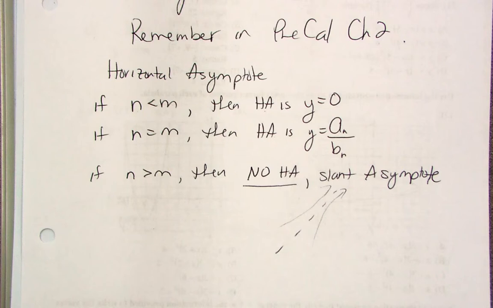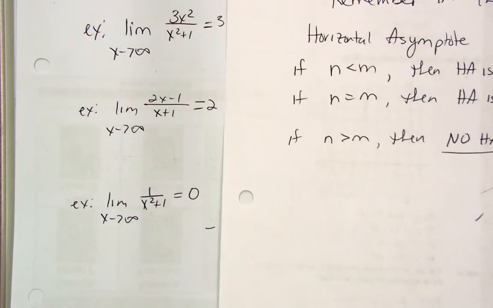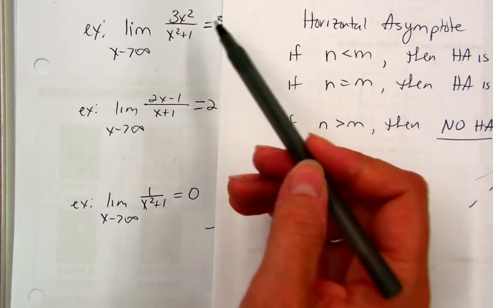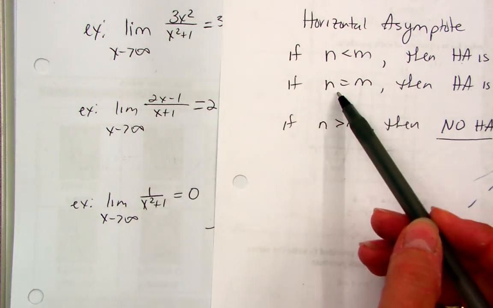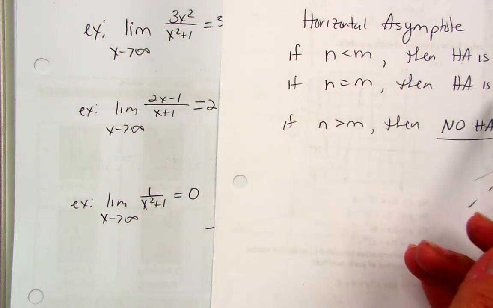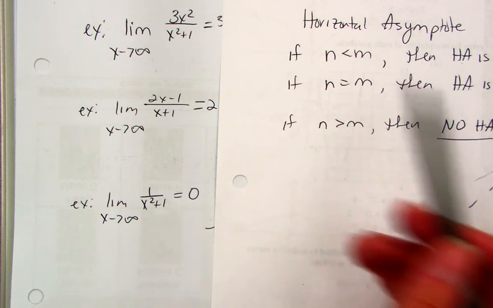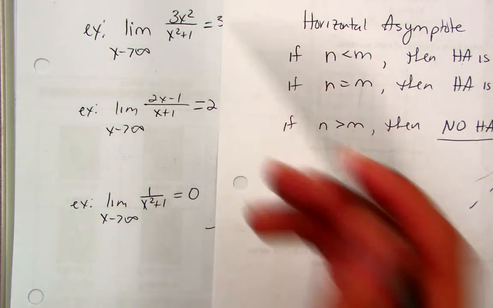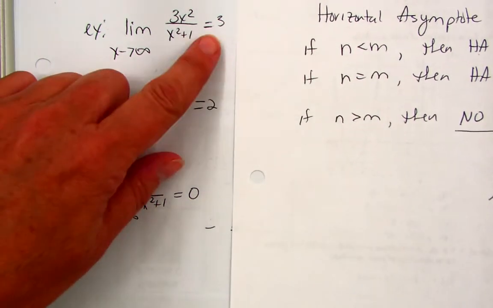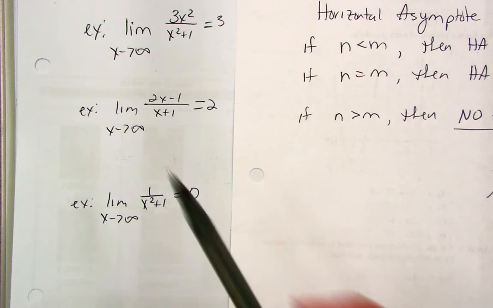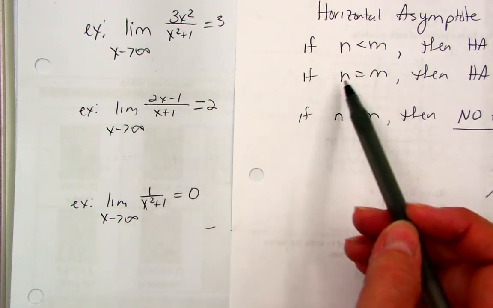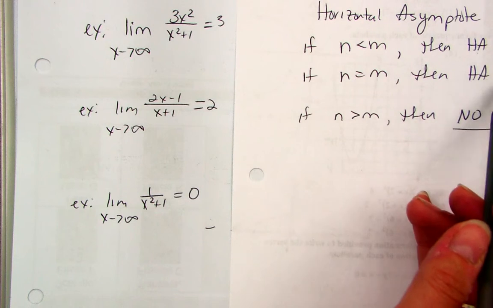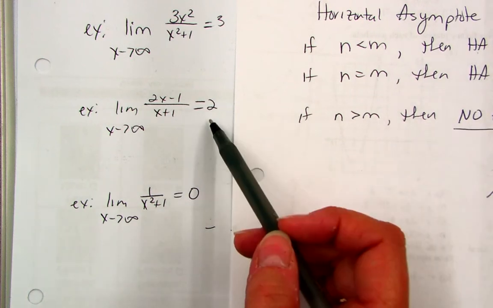So let's use this and look at the 3 problems I just did. For this one here, my n is 2 and my m is 2. That would be this example. We said the horizontal asymptote is the ratio of the leading coefficients, that would be 3 over 1, in other words, 3, which is true. This one here, my n is 1 and my m is 1, so it is still this case. Therefore, my horizontal asymptote is 2.